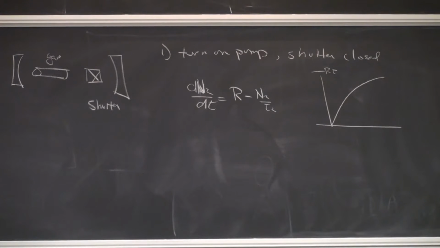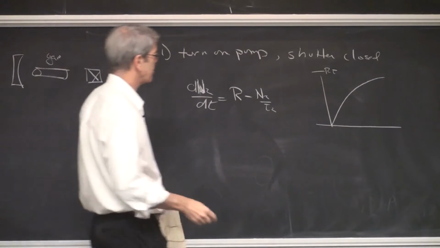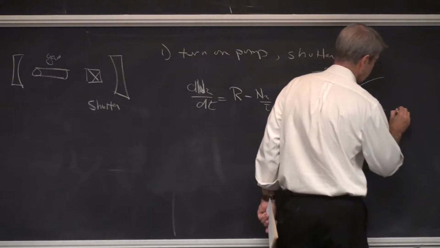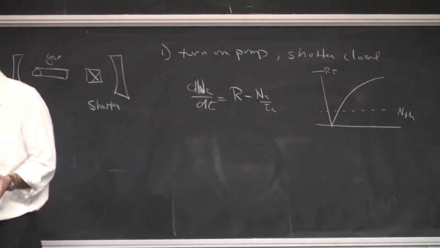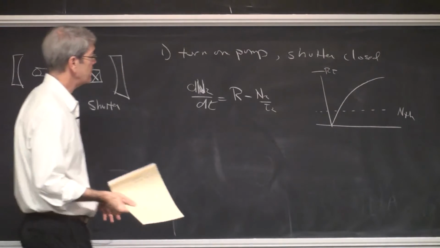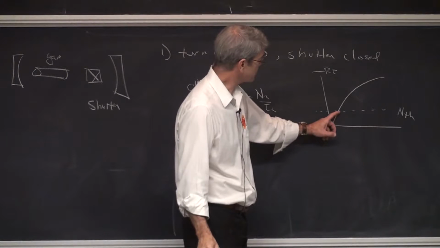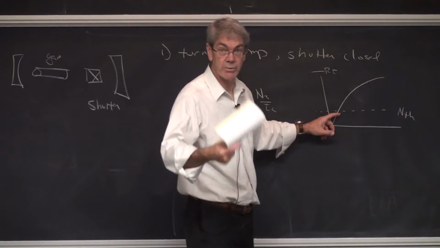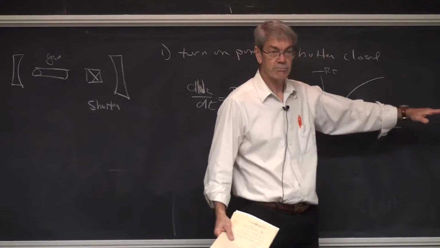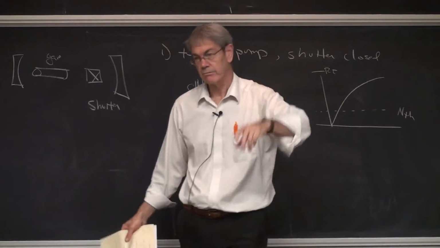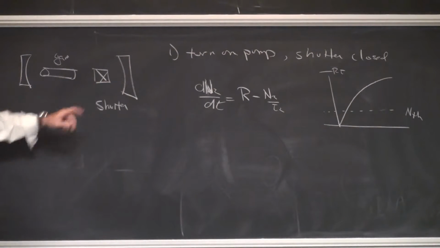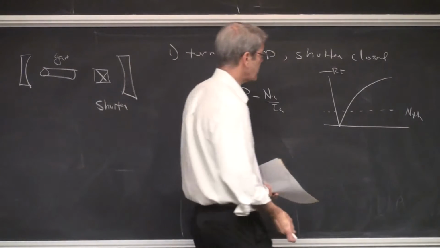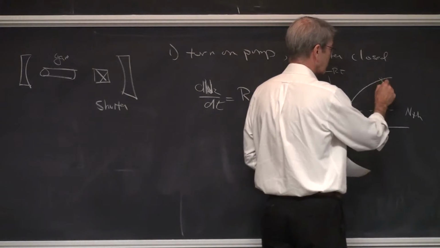Now, the goal here is to have a system where the threshold gain is maybe down here. If the shutter were open and we turned on the pump, the population would grow up to this point, then it would start to lase and you'd get stimulated emission. The intensity would start at some nice level, and the inversion would clamp right there, and you have this nice CW laser. Well, we've got the shutter closed, and so the inversion just keeps growing and growing. Then at some point, usually when we're 2 to 3 times above threshold, way up here, we open the shutter.